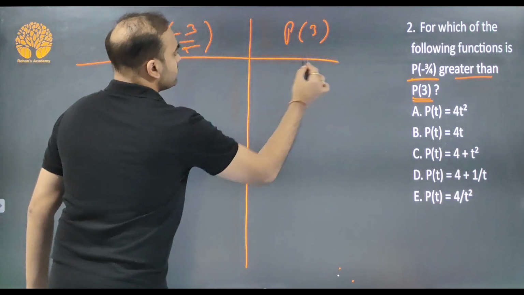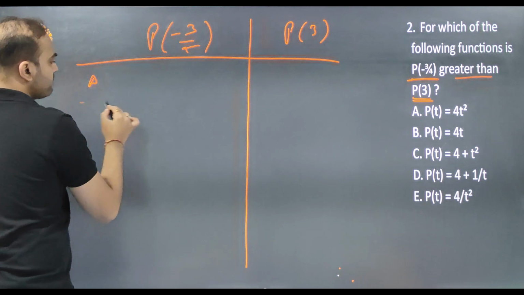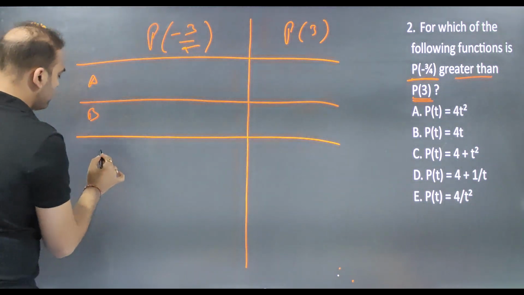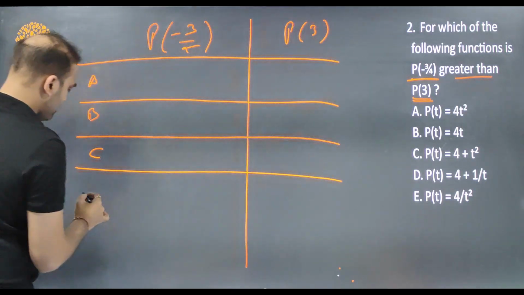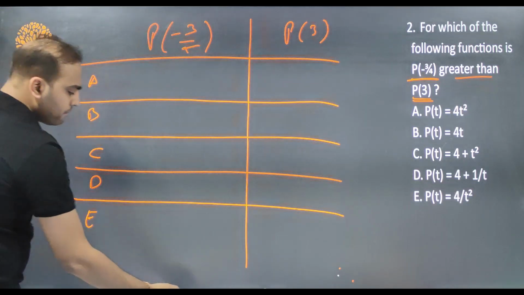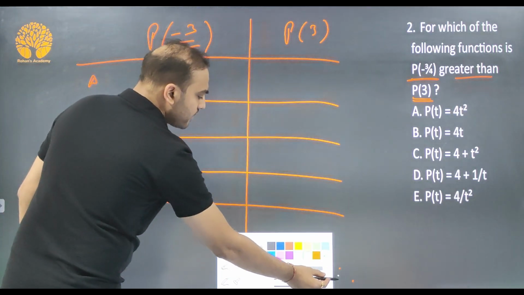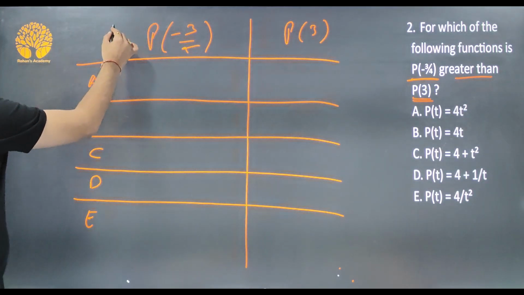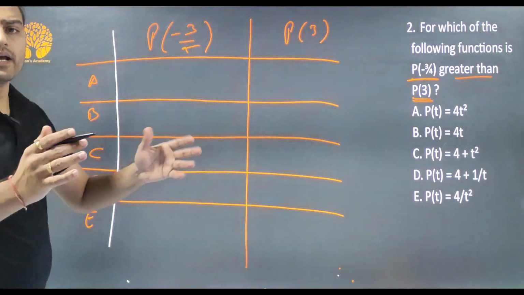Let's go option by option. This is A option. For practice we are doing all of them, A, B, C, D and E. But in your exam, the moment you get the answer, you just stop there. So for all the options, let's simply plug and solve.